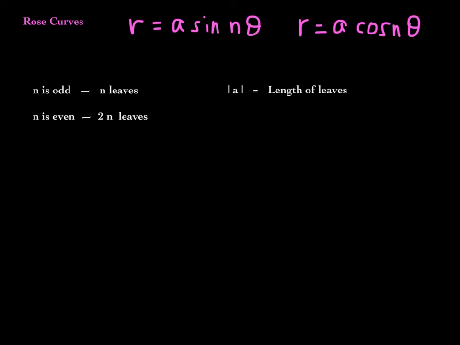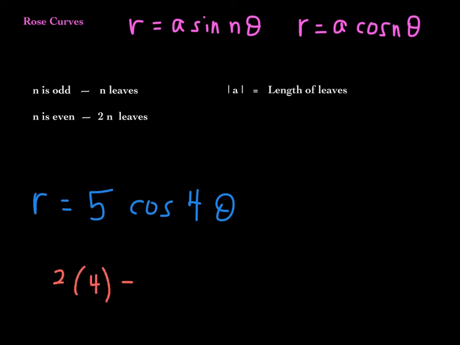So with that being said, and before we move on to something else, what if you had something like, let's just see if I can make something up here. So if you had r is equal to 5 times cosine of, let's just say 4 theta, this would fall under the category of a rose curve, but how many leaves would you have? Because n is even, you would have 2 times 4 number of leaves. So you would have 2 times 4, which is 8 leaves.